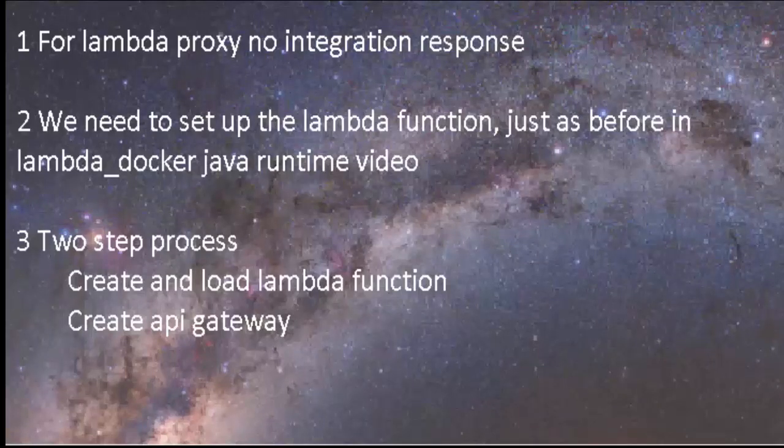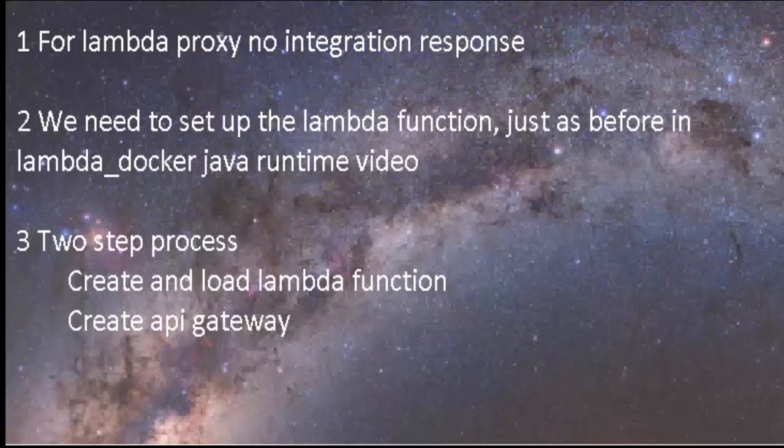The code in this video is very similar to the code in the previous video for HTTP proxy integration, and the previous video where we set up a Lambda function from a runtime jar. There are some differences which we will now highlight. When we create our API Gateway artifacts, we don't create an integration response artifact. Also, now it's a two-step process. First, we need to create and load the Lambda function. Then we create the API Gateway.